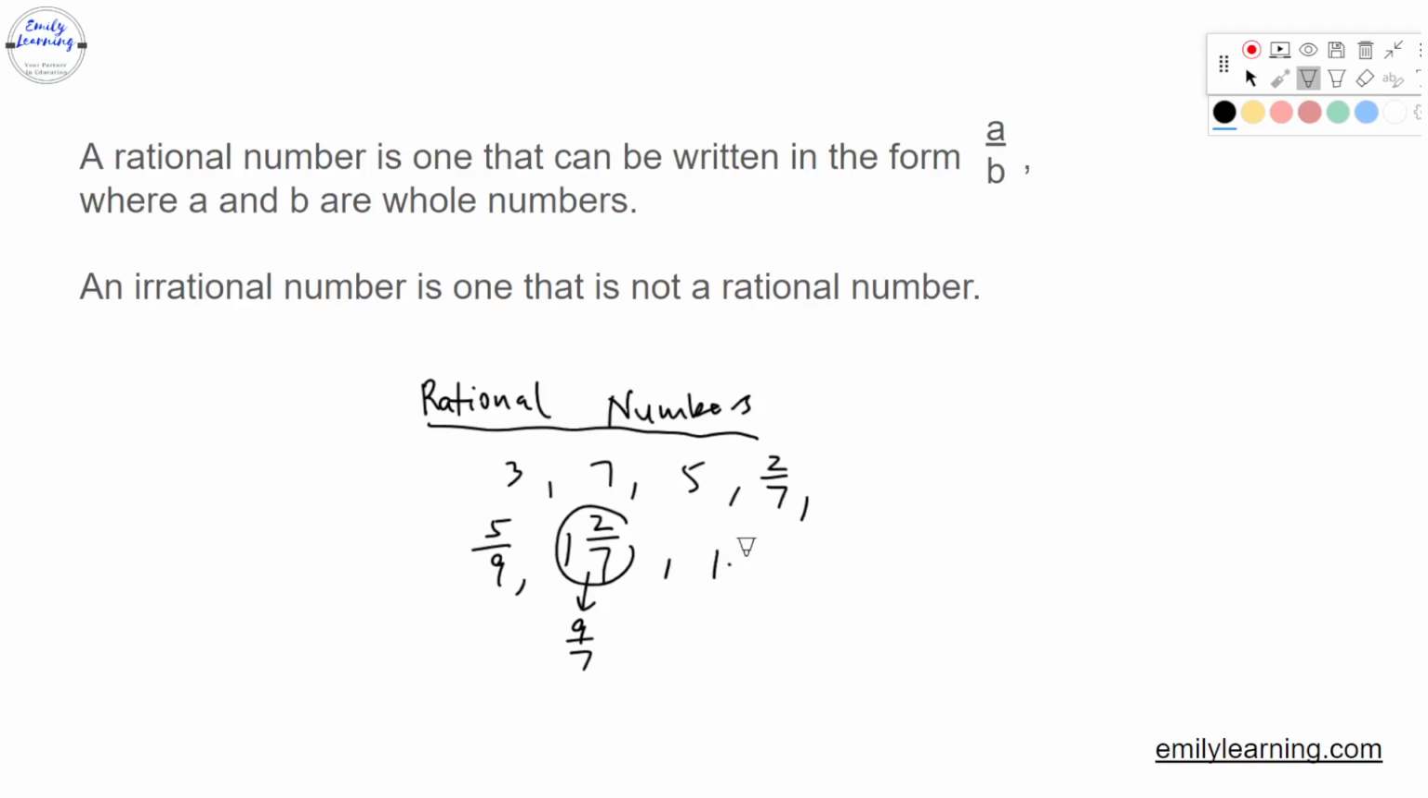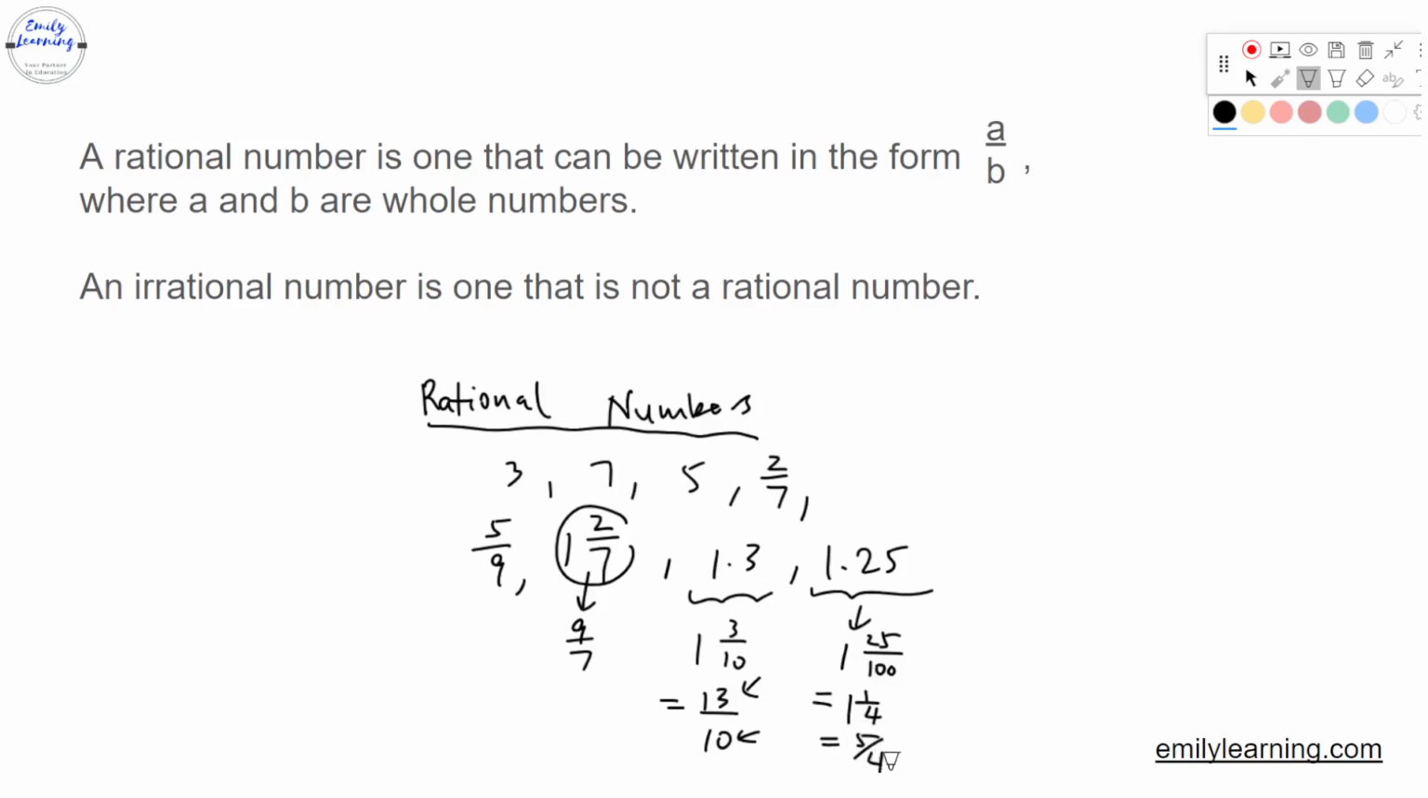Numbers such as 1.3 or decimals such as 1.25 are also rational numbers, because if you take a look, 1.3 is basically 1 and 3 over 10 or 13 over 10. So 13 is a whole number, so is 10. Similarly, 1.25 is 1 and 25 over 100, which equals 1 and 1/4 or 5 over 4. So 5 is a whole number, and so is 4.